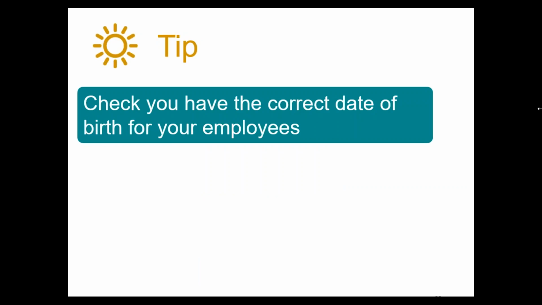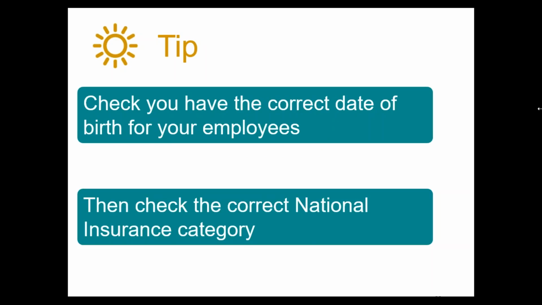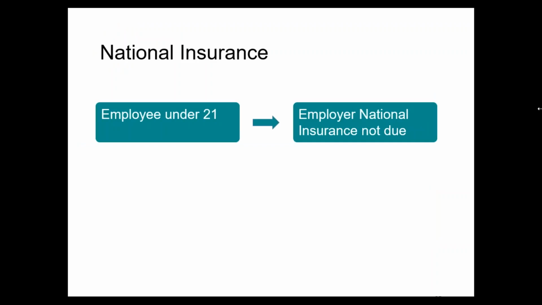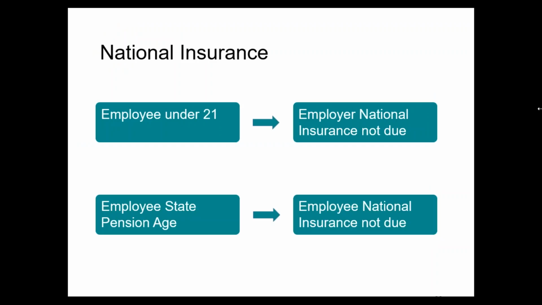Now, it's important to check that you have the correct date of birth for your employees and that you're using the correct national insurance category. For example, if an employee is under 21, there is no employer Class 1 national insurance due, unless the employee earns more than £827 a week in this tax year. If an employee is state pension age or older, there is no employee national insurance due. So you could pay too much or not enough national insurance if you do get this information wrong.